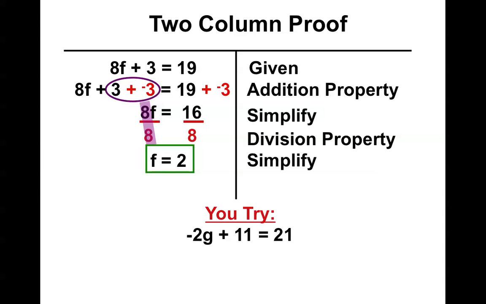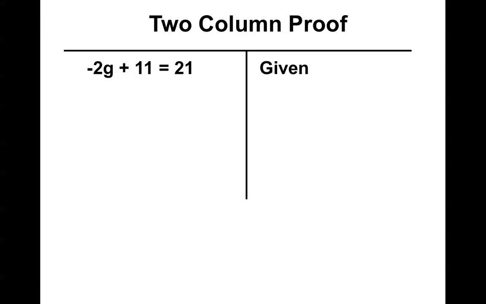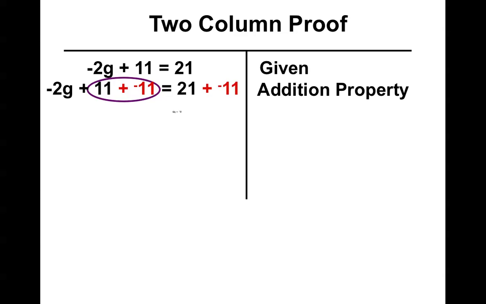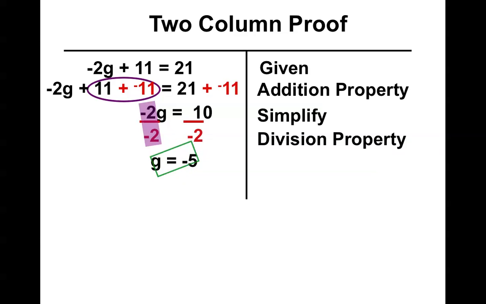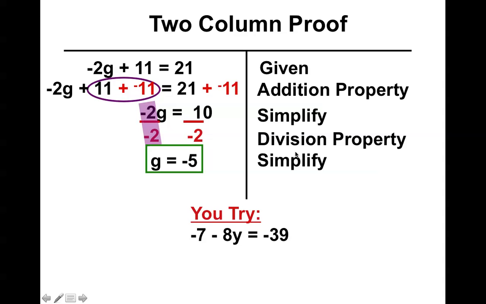All right, here we go. Did you undo what was being added on first? Did you use your division property? Did you remember a positive divided by negative is negative? Do you notice that I did the exact same steps in the exact same order? You guys try this one. All right, here we go.